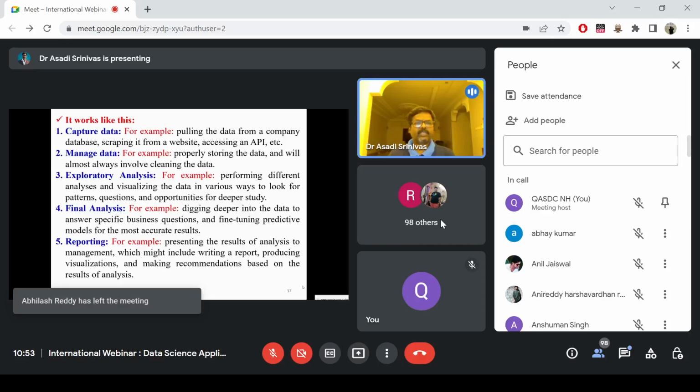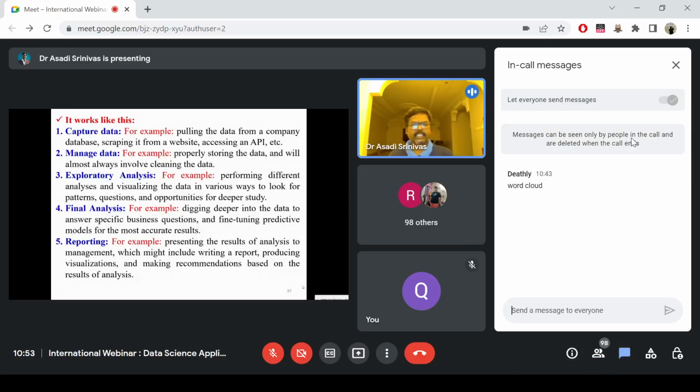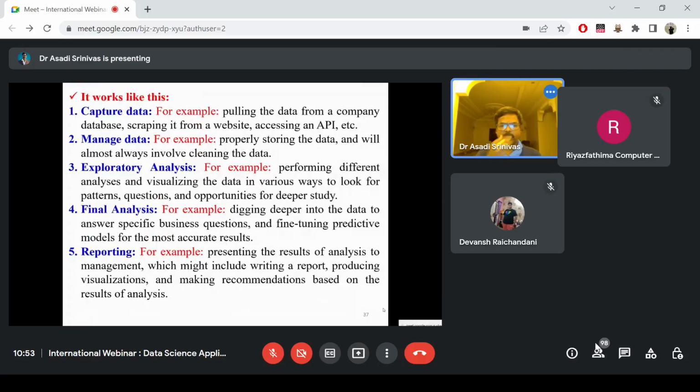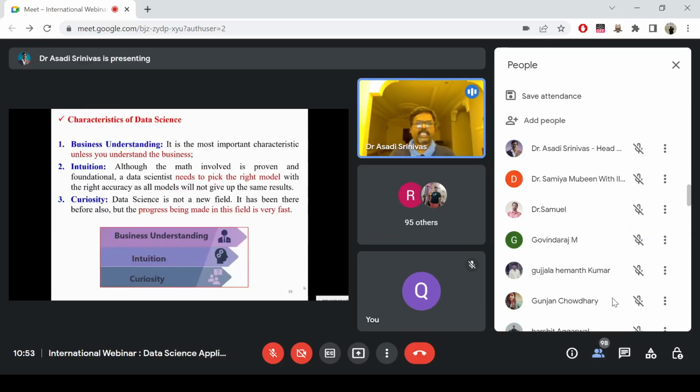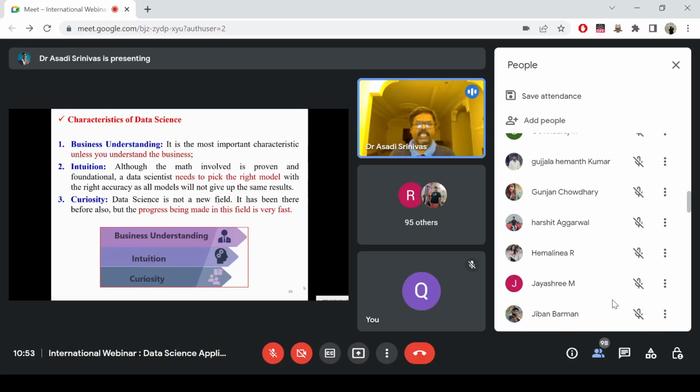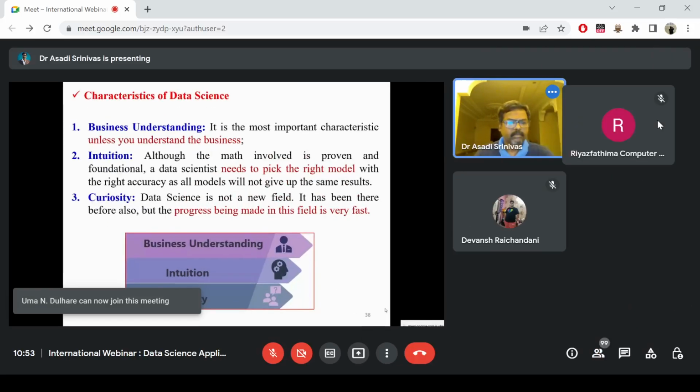So I would like to explain the steps of this data science process: capturing the data, managing the data, exploratory analysis, final analysis, and reporting through dashboards and scorecards. And what are the business characteristics? Like business understanding. First, we need to understand the business and intuition.